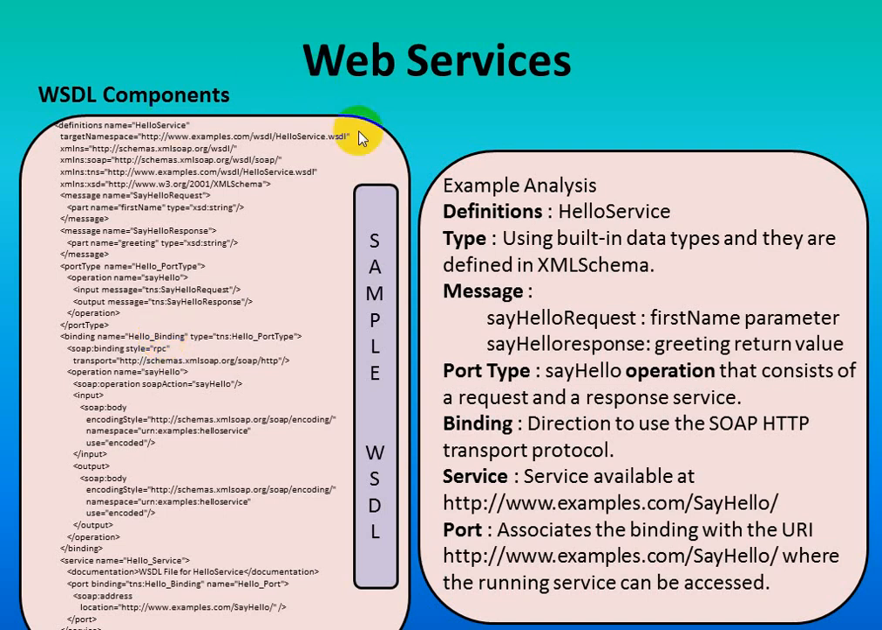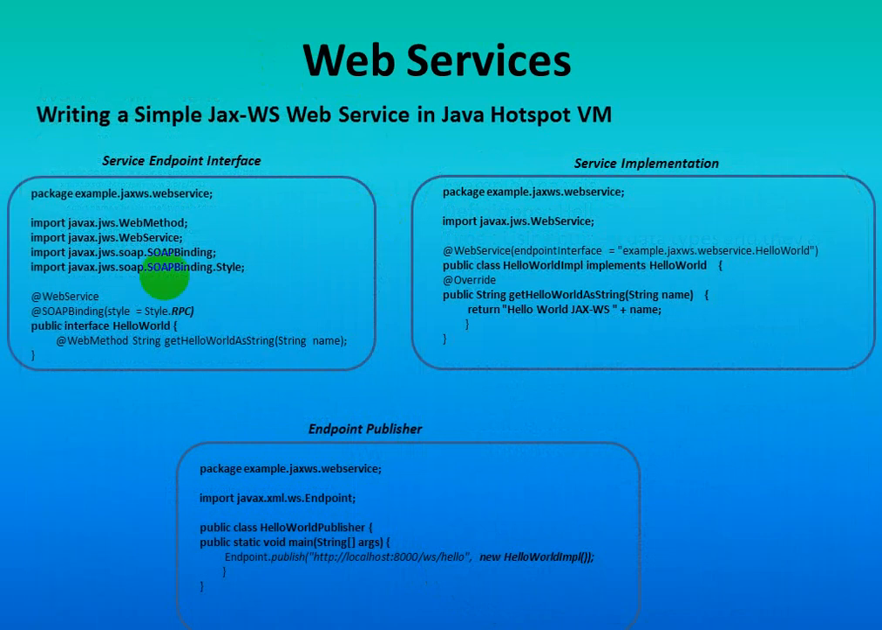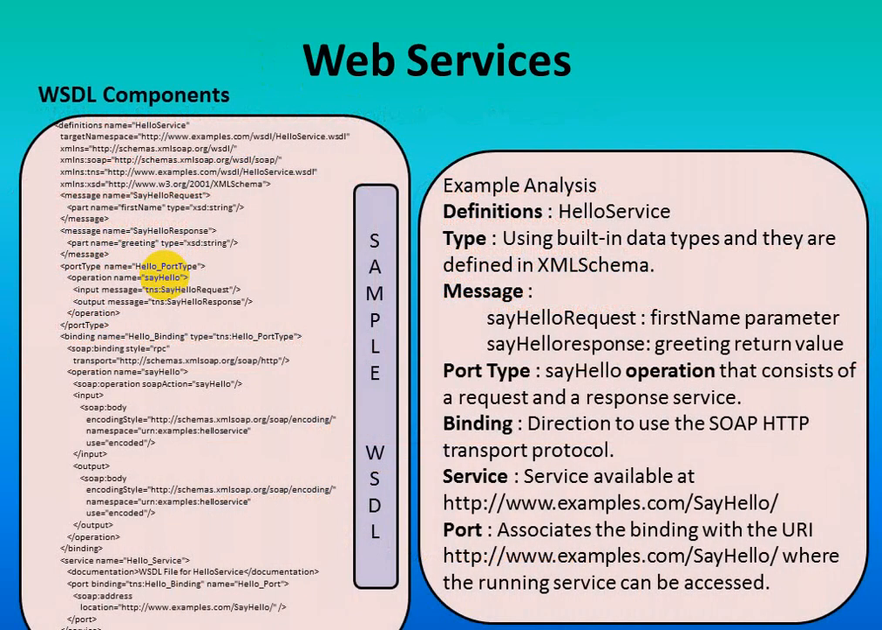So this is a sample example, showing the binding with the WSDL and the components present in it. It will have these definitions. We saw the WSDL components on the previous screen: definitions, type, message, port type, binding, service, and port. Definition is basically the name of the web service. You need not worry about the XML structure; just leave it aside and see only what components are present.